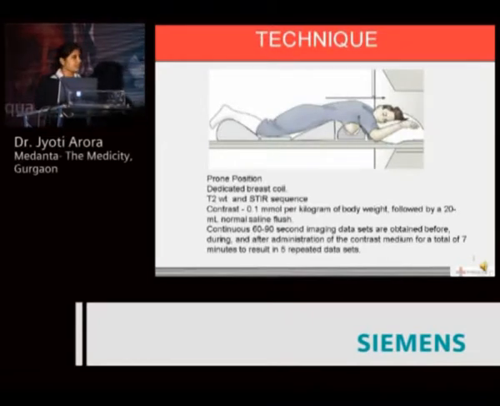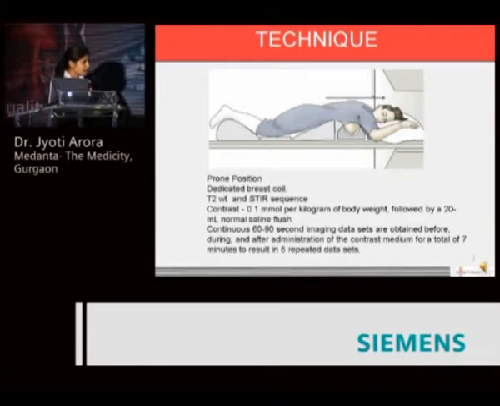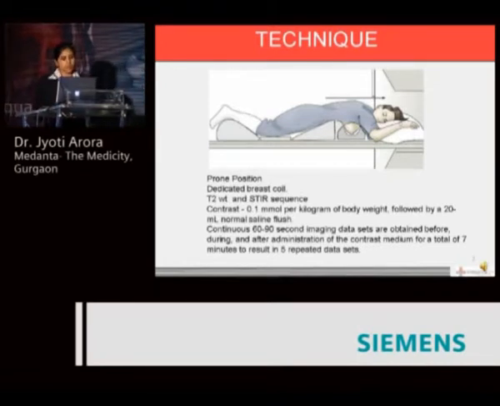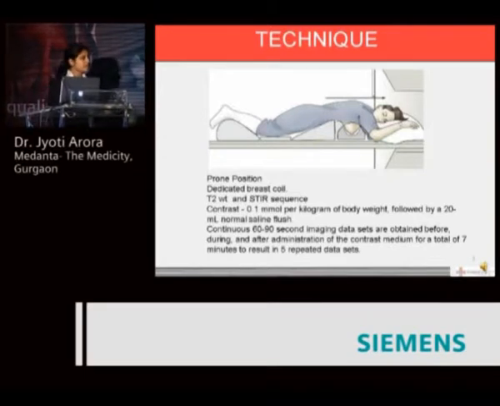Technique, everybody is well versed. The Siemens MR application specialists come and set everything for us, so we don't really have to worry about it. The only thing I would like to specify here is that we definitely need a dedicated breast coil, and dynamic MR imaging is very essential because it increases our specificity for breast cancer.